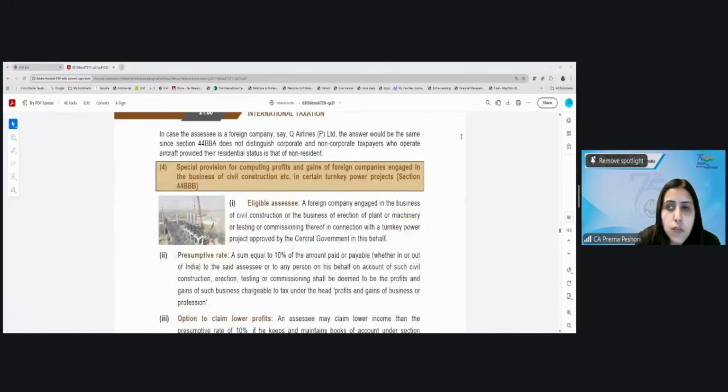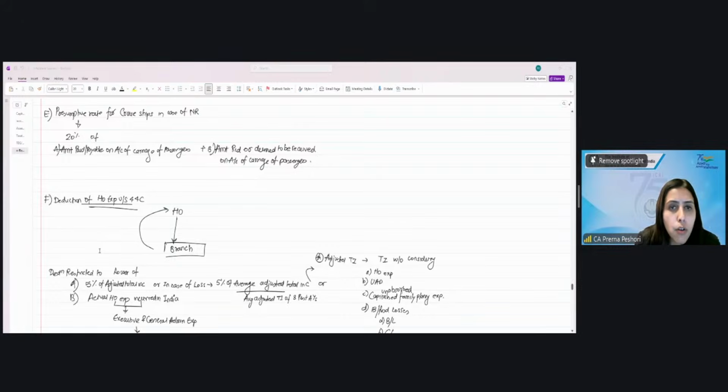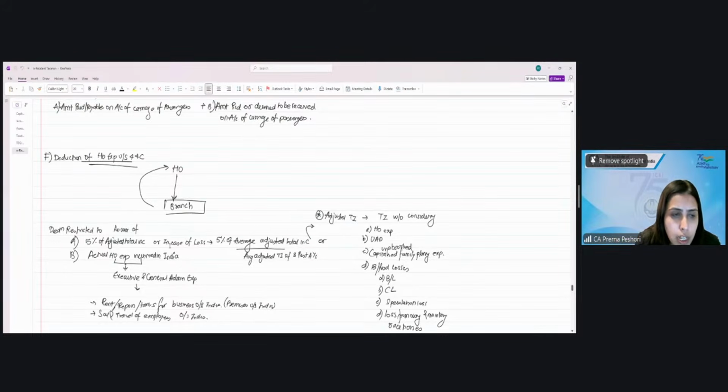Okay. Next provision is section 44C, deduction of the head office expenditure. So when the branch makes the payment of any expenditure to the head office, there is a restriction on the amount of expenditure that can be allowed as deduction, which is restricted to the lower of the following: 5% of the adjusted total income, or in the case of loss, 5% of the average adjusted total income, or actual expenses incurred in India. Now, what is my adjusted total income?